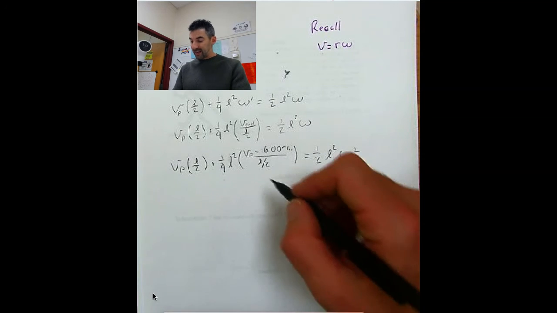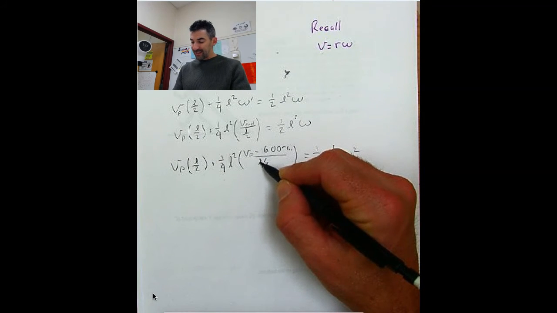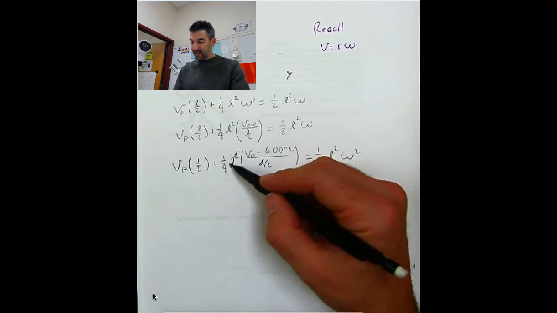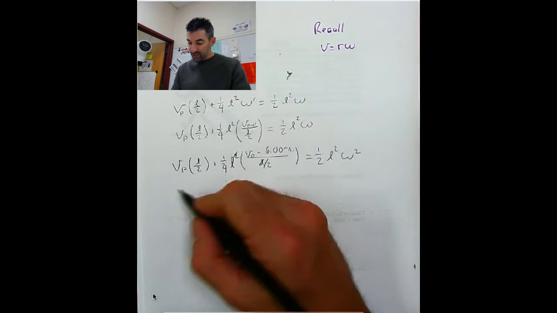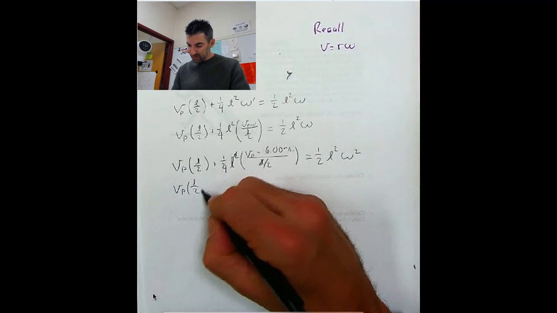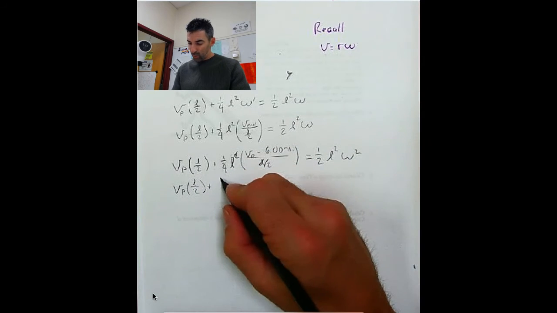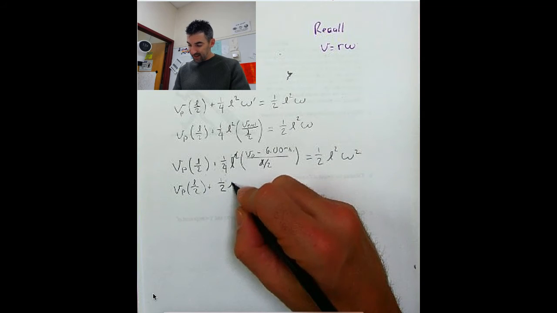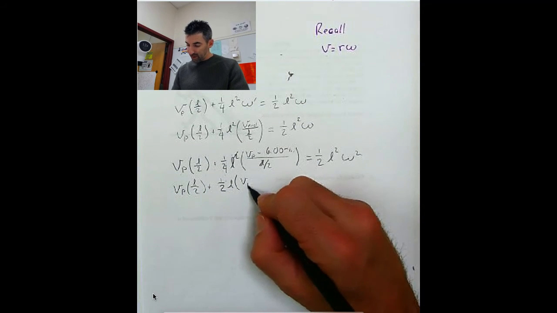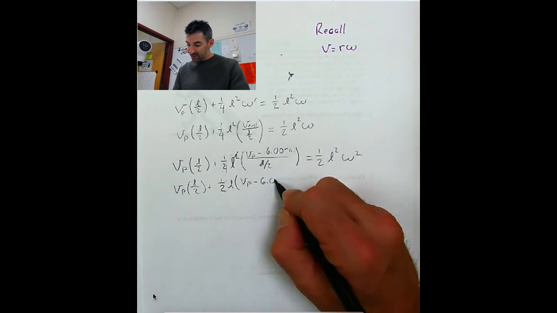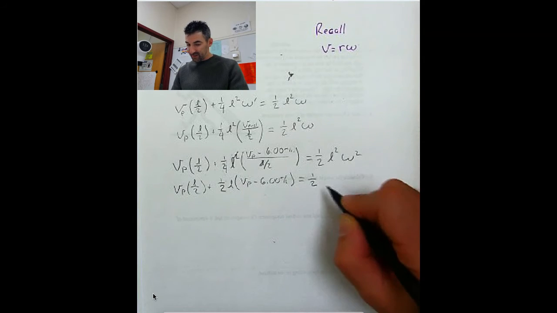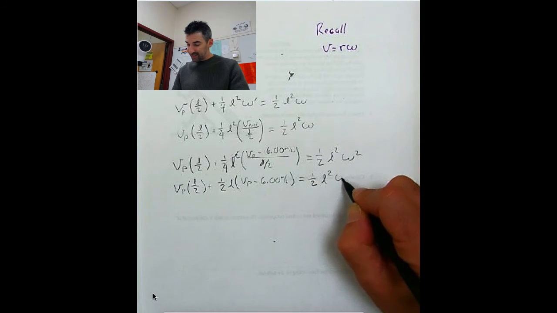I can cancel this L with this L, and that will become 1/2. So I should have v particle times L over 2 plus, it'd be 2/4, but 1/2 L, so I got rid of my squared, times v particle minus 6.00 meters per second equals 1/2 L squared times omega.